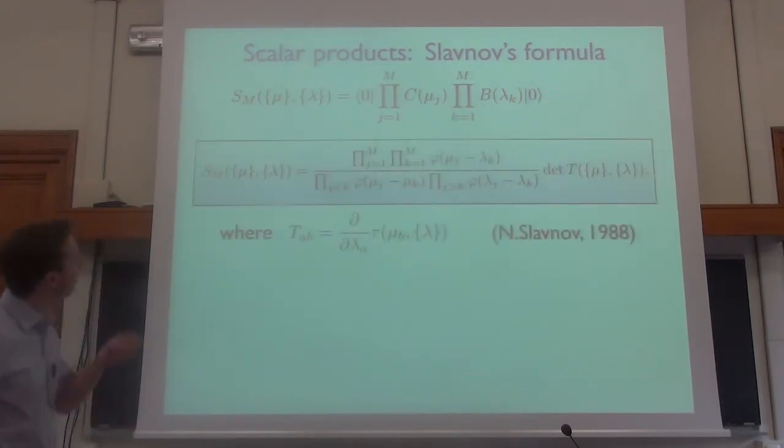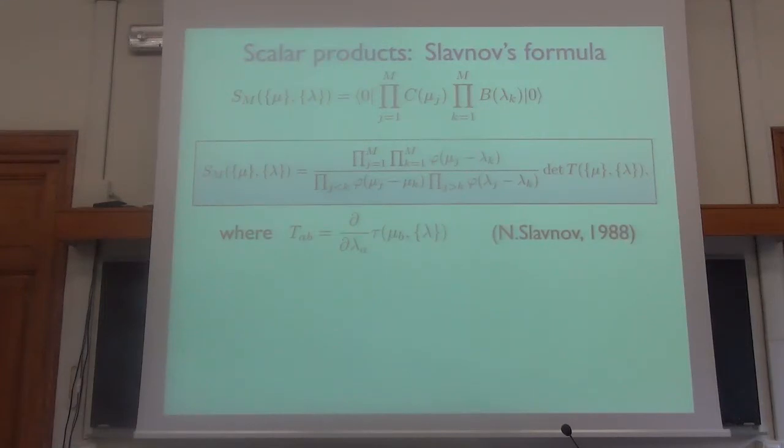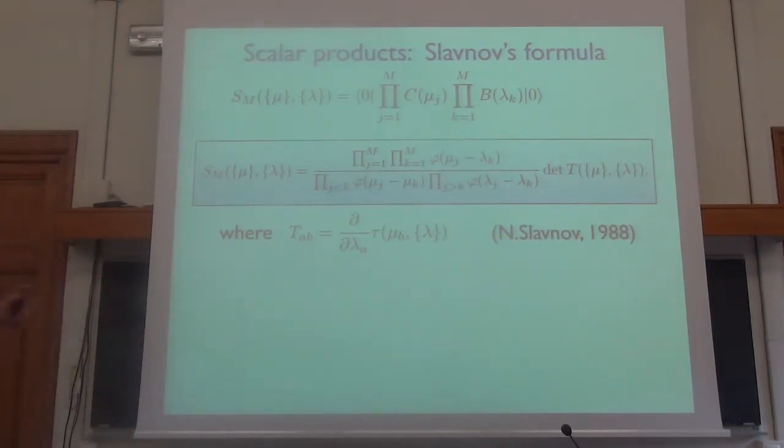This overlap is given in a very beautiful form as a determinant of a matrix, which is related, again, just to a derivative of your transfer matrix. It's extremely beautiful. It's the same thing for all simple models that have just a one-step Bethe ansatz. It's the same formula. So, a couple of comments.